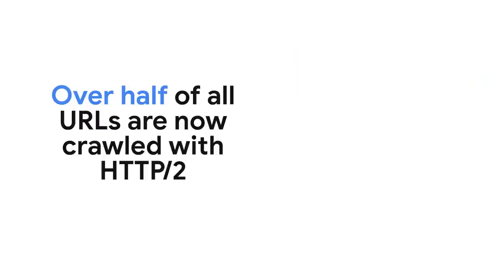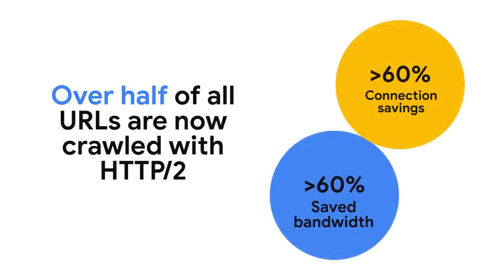Now, since starting this experiment, we're excited to be able to share that we're now crawling more than half of all URLs with HTTP2. Using stream multiplexing and header compression, the number of connections and the bandwidth have both gone down significantly. These improvements help both our crawling as well as your website serving infrastructure. Woohoo! Moving on to structured data.